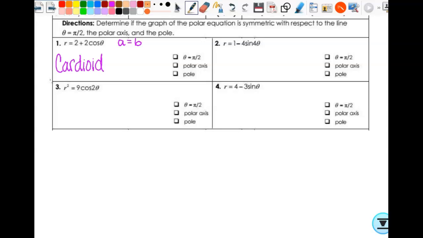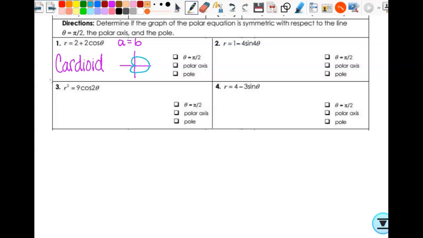Okay, so based on what we know, I'm drawing what looks like an x and a y axis, but it's the theta equals pi halves and it's the polar axis or theta equals 0. And we are going to sketch this very, very badly. If it is cosine and it's positive, then I know the majority of the graph is over here, so it's going to look something like that. And that's good enough for us to be able to figure out the symmetry part of it, right?